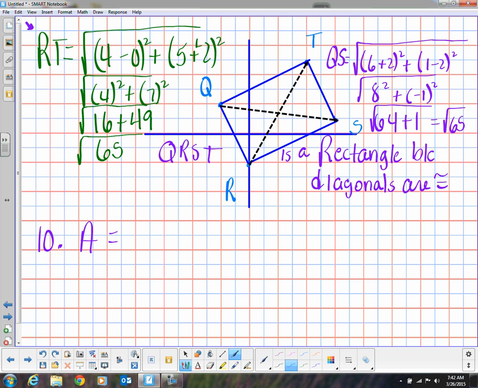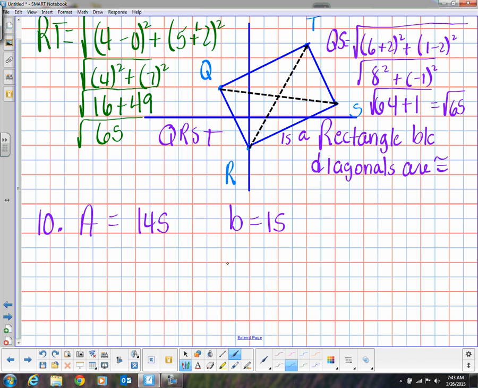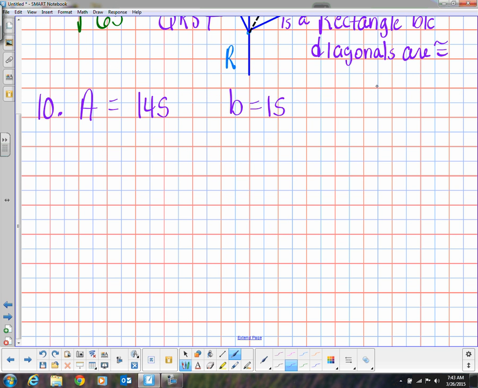They told you the area of a triangle is 145. They told you the base is 15. I can't imagine the EOC not going here. Okay? It's a triangle. What do you know about the area formula for a triangle? Area equals 1/2 base times height. Where do you think you're going to substitute 145? Why?